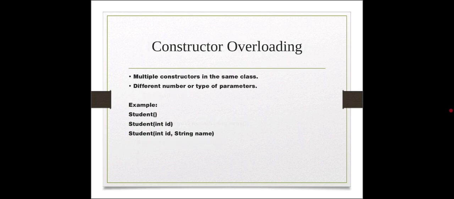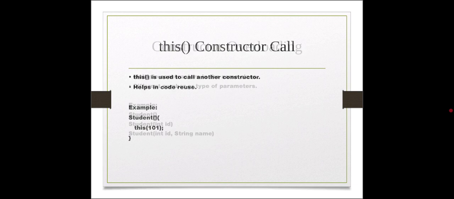Constructor overloading means that if multiple constructors are used in the same class, it is called constructor overloading, and they have different numbers or types of parameters. Based on the number of parameters and the type of parameters, we can overload a constructor. For example, Student() is a no argument constructor, Student(int id) is a one argument constructor, Student(int id, String name) is a two argument constructor, where we have overloaded the constructor by changing the number of arguments and the type of parameters.